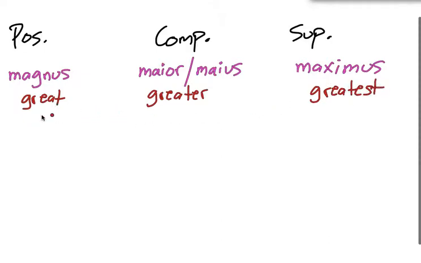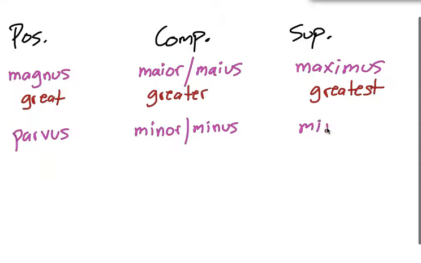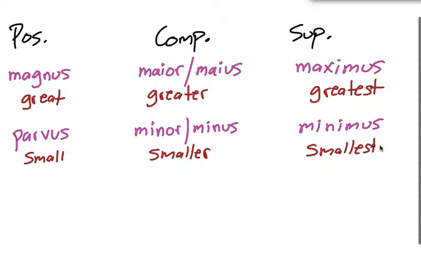Okay. Next we have parvus. Its comparative is minor, and the neuter minus. And superlative minimus. So parvus, minor, minimus. And we translate these, parvus is small, minor, smaller, and minimus, smallest. Okay, the next common adjective that is irregular in its comparative and superlative, multus.